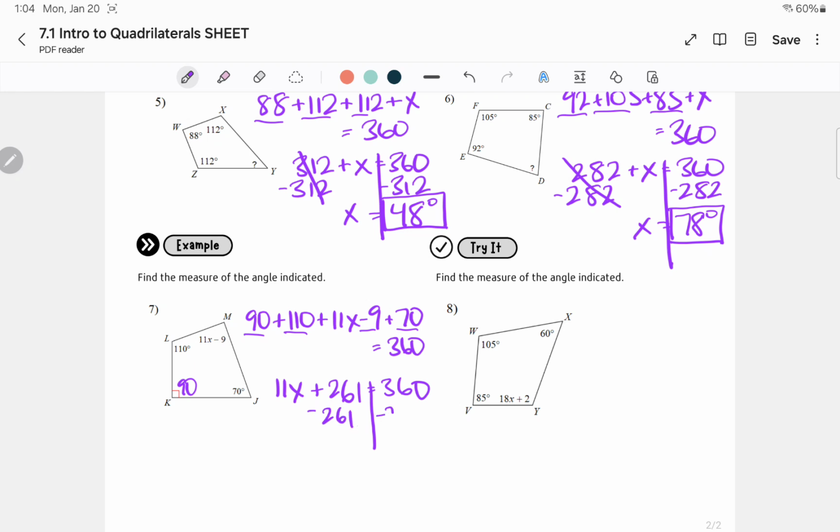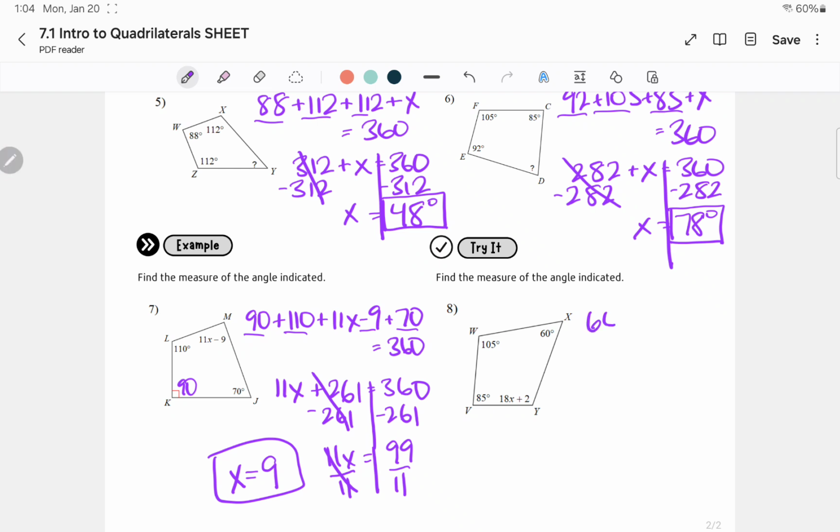So subtract 261 from both sides. That leaves you with 11x on the left. And 360 minus 261 is 99. And now divide both sides by 11, and x is equal to 9. So go ahead and pause the video and try number 8, and then we'll review it in a second. All right, so for number 8, same thing.